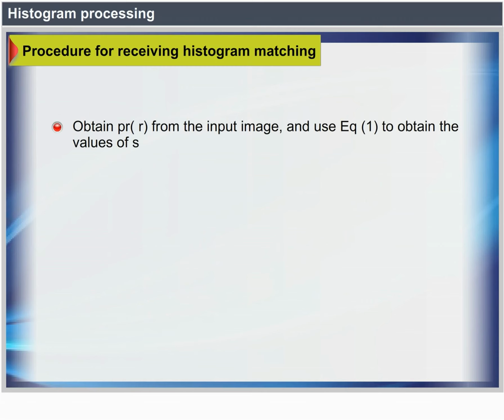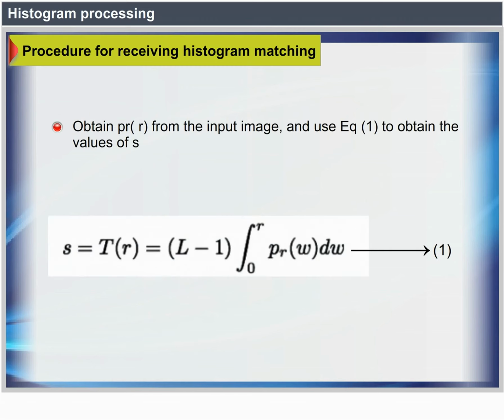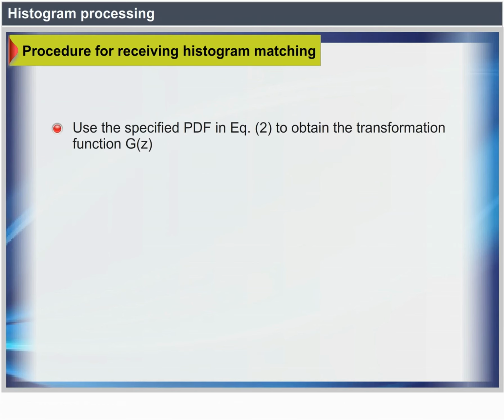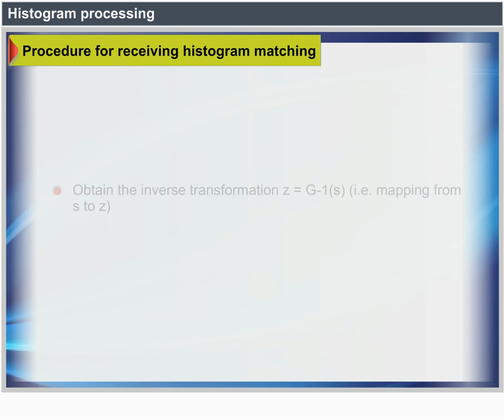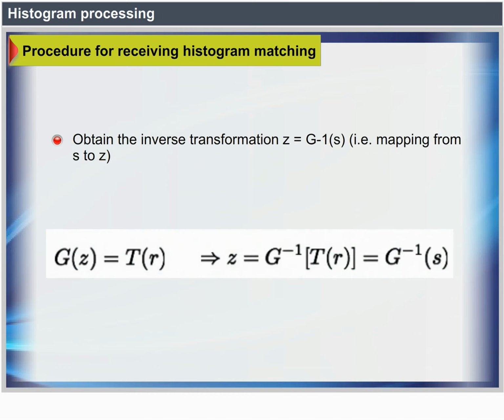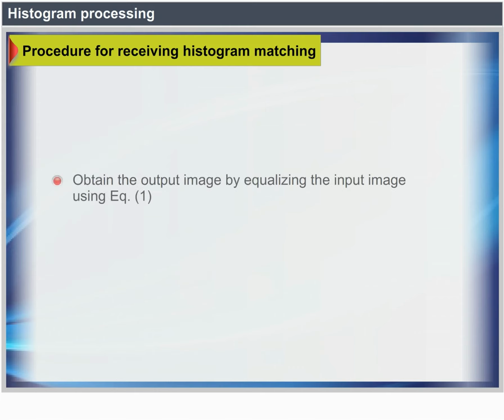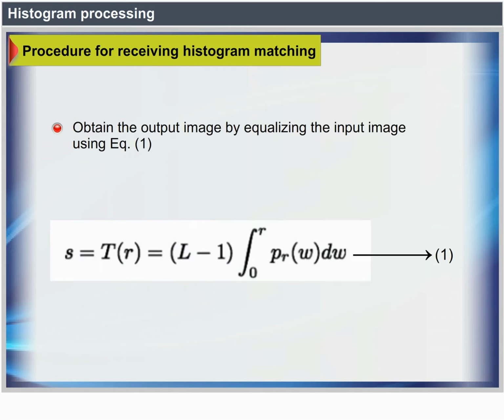For each pixel with value s in the equalized image, perform the inverse mapping z equals G^-1(s) to obtain pixels in the output image. The discrete formulation of histogram matching equations is as shown on the screen. In these representations, s_k is the value of the histogram equalized image.